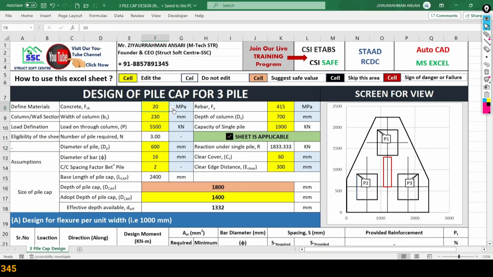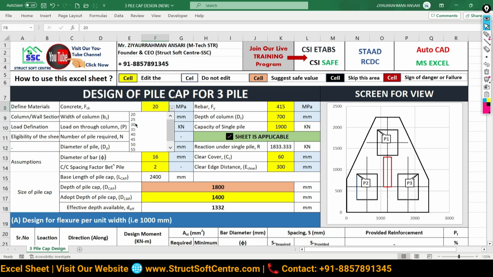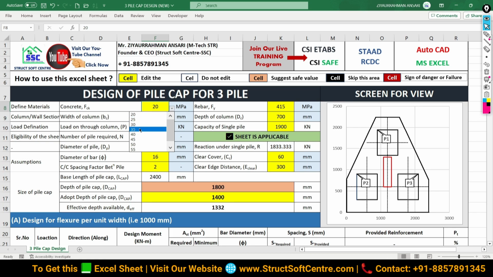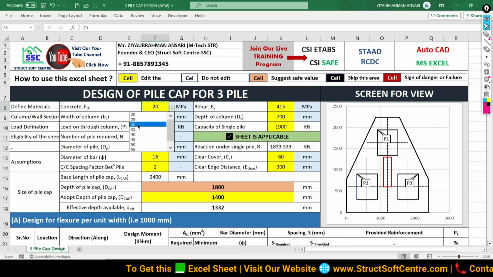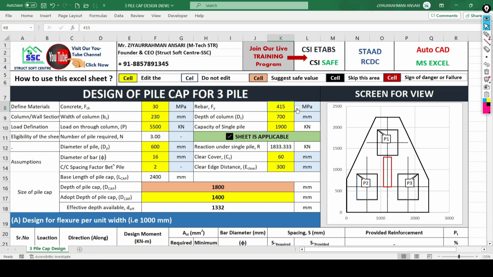So the grade of concrete we have to consider for the design is M30. If you click here, you will get multiple options for the different grades of concrete, so you can choose as per your requirement, as per your problem statement. As per our problem statement, we have to consider the M30 grade of concrete, that's why I am going to choose it. And for the grade of steel, a drop down list will be available, and I am going to choose the grade of steel as 500.